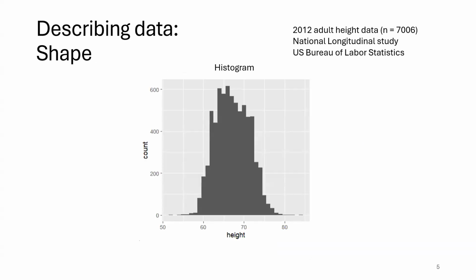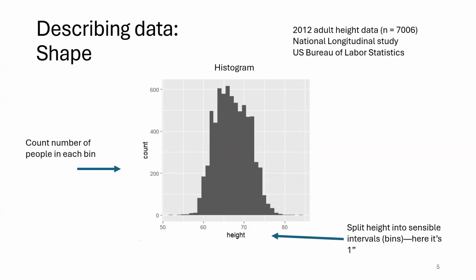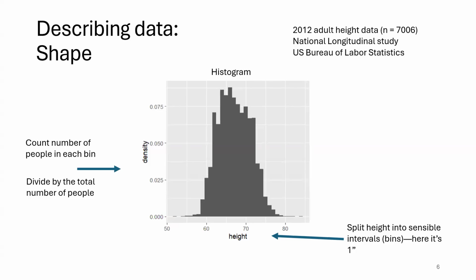So when we're describing data, one way we can approach it is to think about its shape. Anytime I get a new data set, I'll make a plot like this, a histogram, where I split up a variable into bins and count up the number of individuals in each bin. This is a data set from the US Bureau of Labor Statistics of height in adults that I'll be using to illustrate throughout this lecture. If we divide the number of people by the total, we can get the shape of the data regardless of sample size.